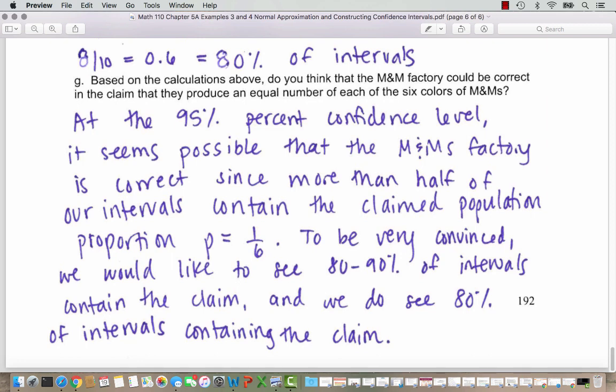So in this example, we have constructed confidence intervals for categorical data. In this case, our categorical data is the proportion of M&Ms that are blue out of a random sample.